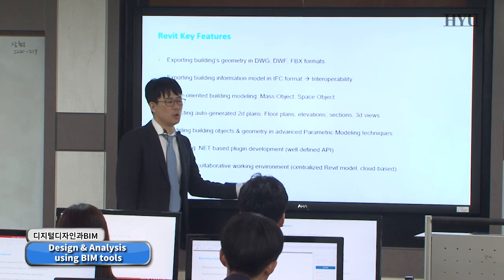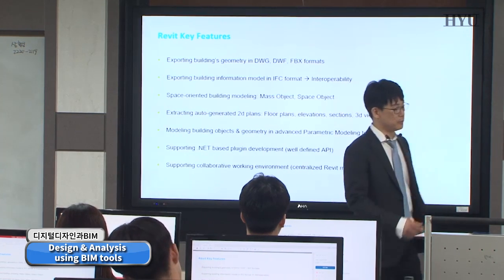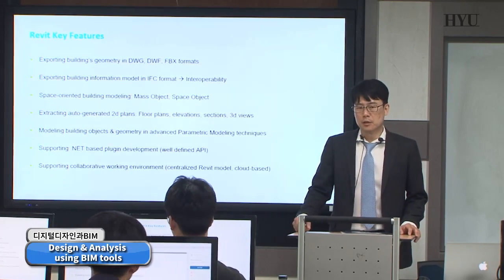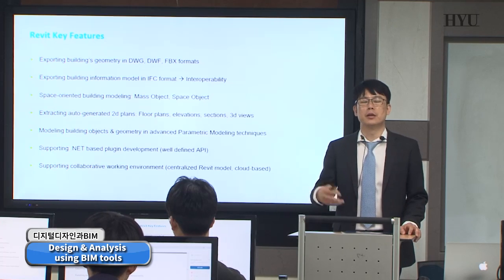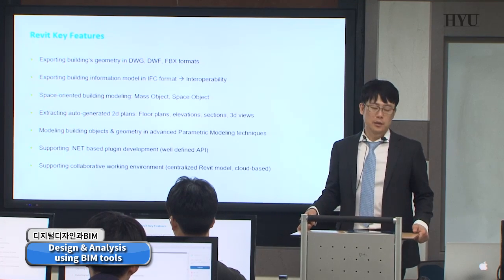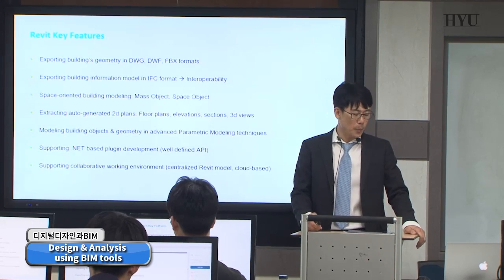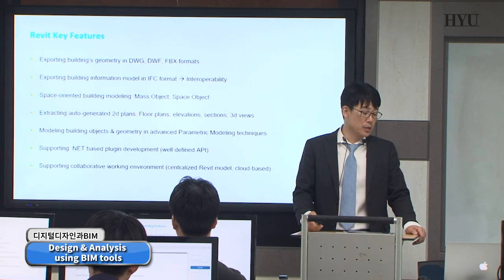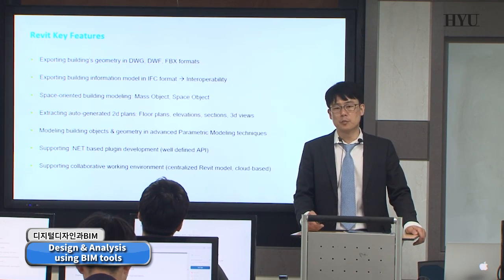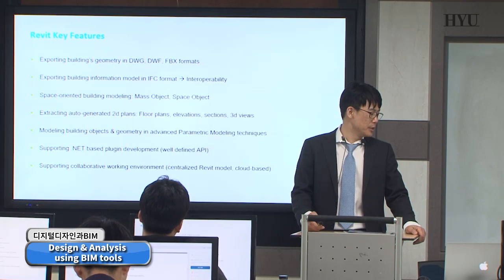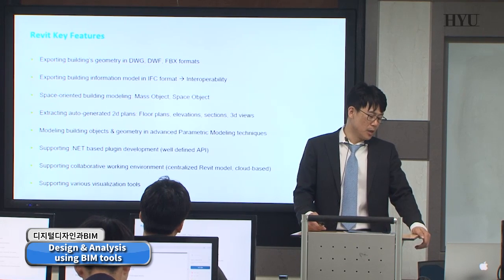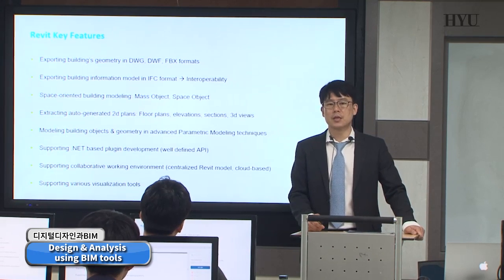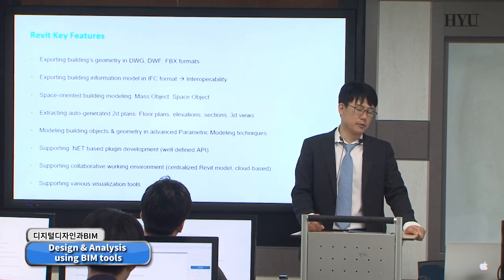Supporting collaboration. Collaboration is a really critical issue as we reviewed in the course. Revit supports centralized Revit model, centralized file, cloud-based rendering, cloud-based file sharing, and so on, okay? Very interoperable. So Revit key features are listed in this single page. I think now you can easily figure out what this means, okay? Also, it supports various kinds of visualization tools, styles, rendering, photorealistic rendering.